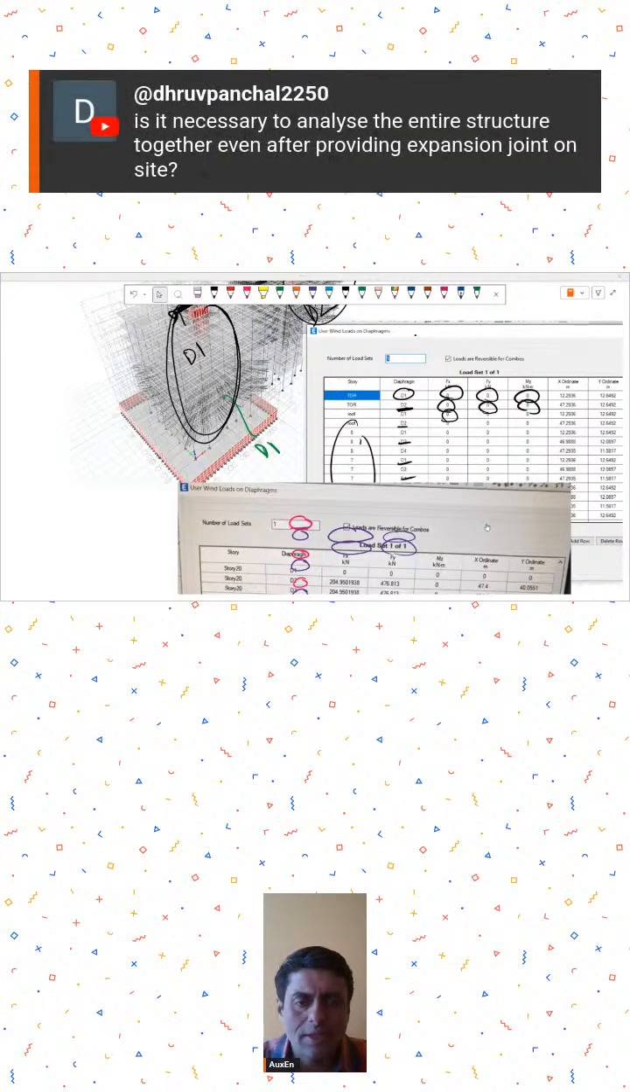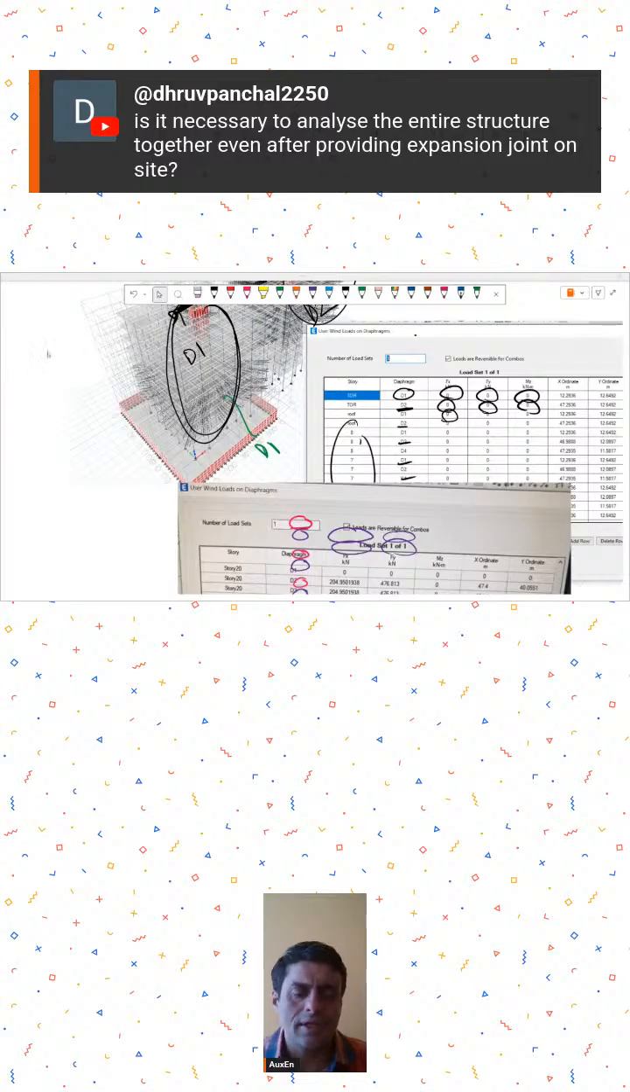Mr. Dhruv Panchal is adding a related question over here. Is it necessary to analyze the entire structure together even after providing an expansion joint on site? No, if you have provided an expansion joint, then it will not be necessary to model this thing together in entirety, because you have already provided an expansion joint.